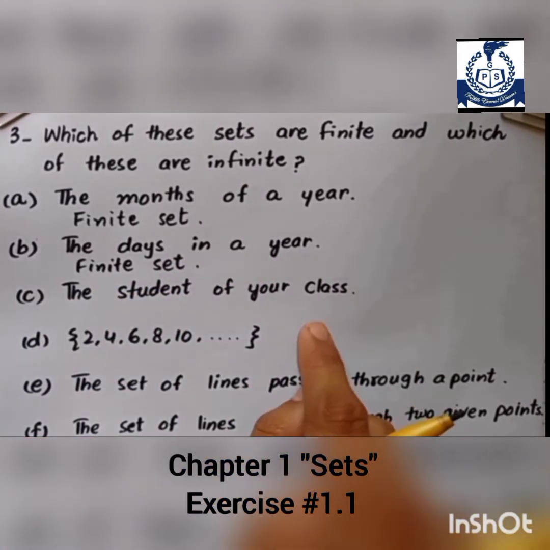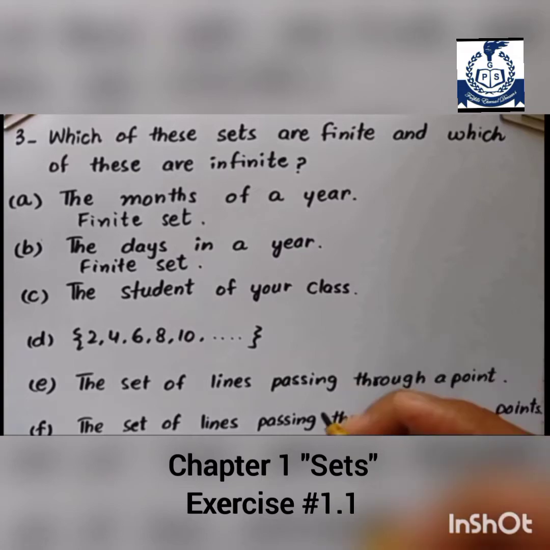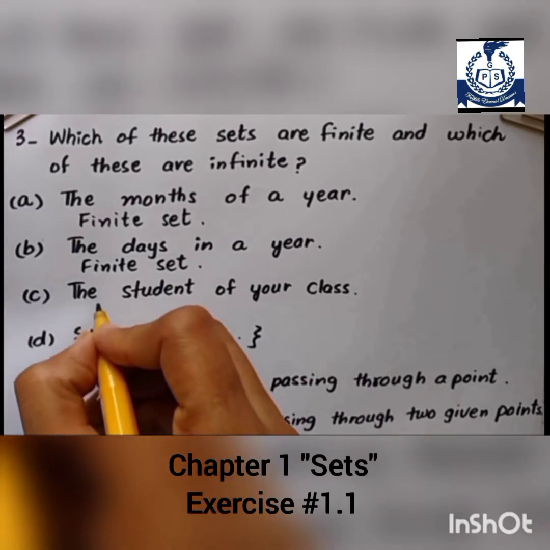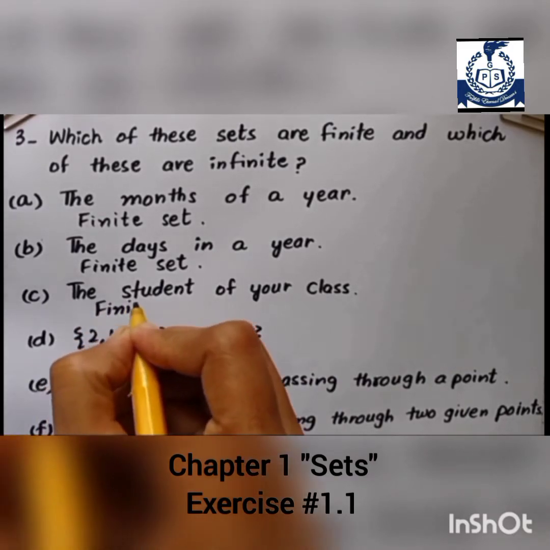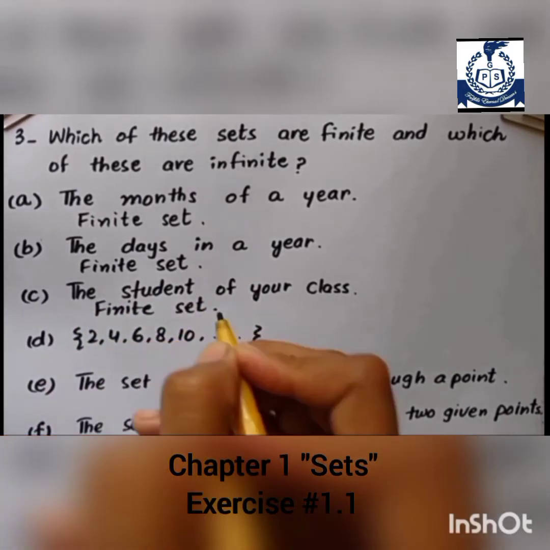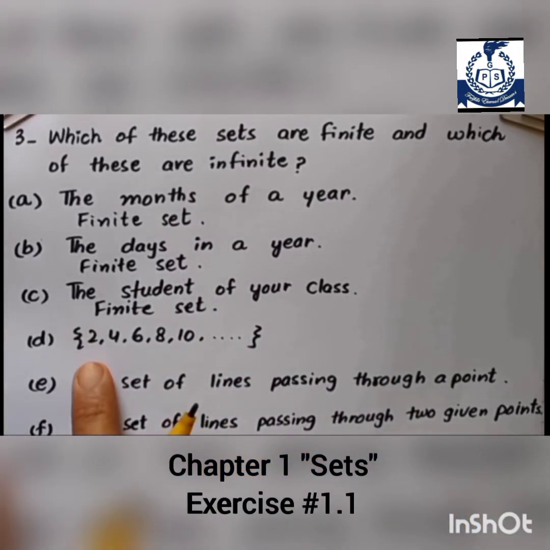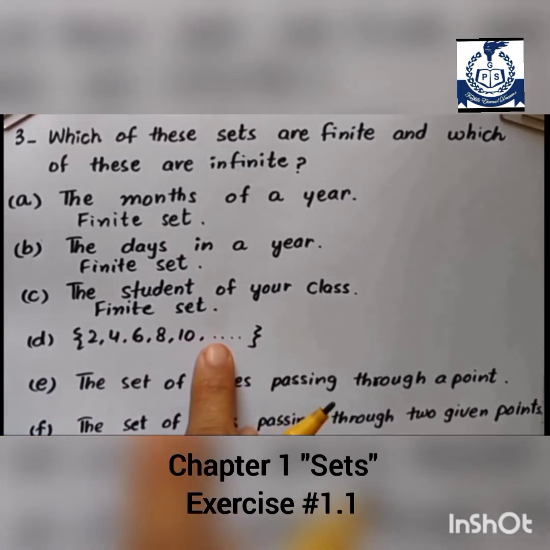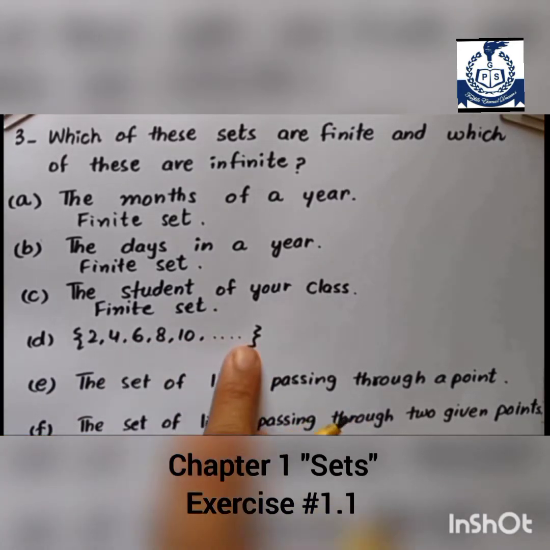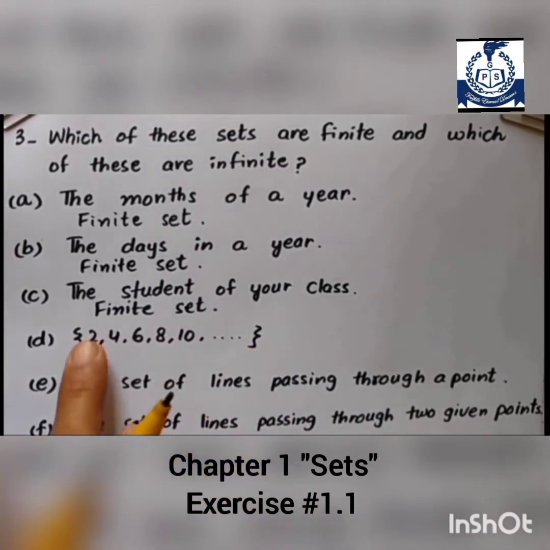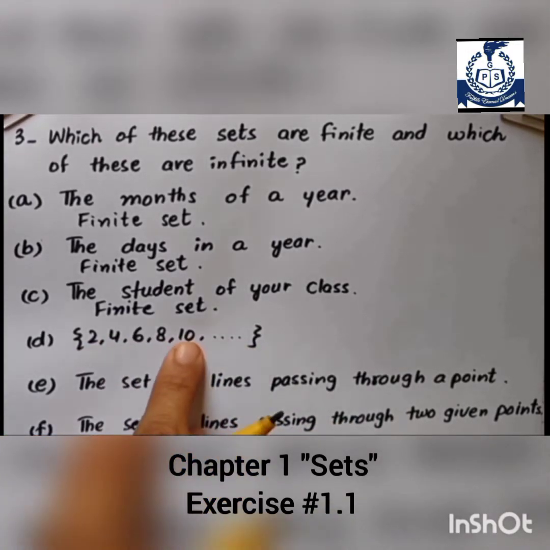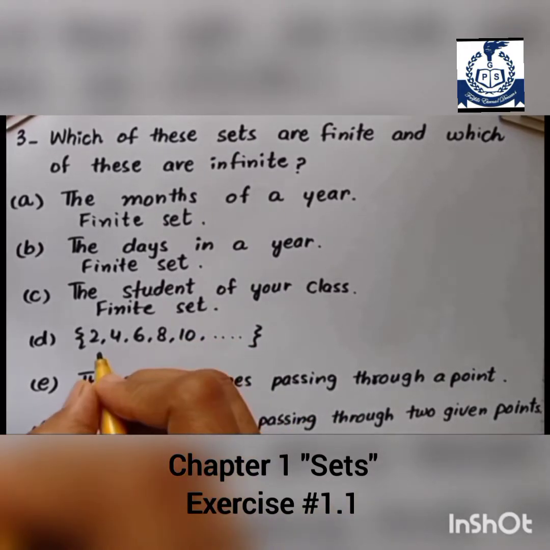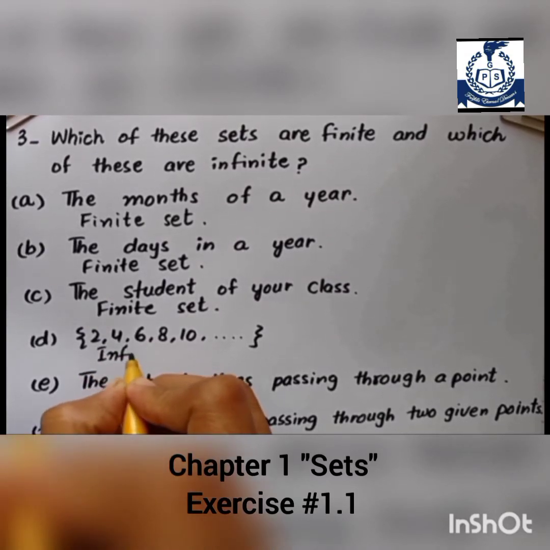The students of your class, so you can easily count how many students you have in a class, so this is also called a finite set because we know the limit. We can easily count the students, how many students we have in a class. Part number D is we have numbers in a set 2, 4, 6, 8 and so on. After 10 we don't know how many numbers are there. So these numbers are uncountable, we don't know the limit, so this is infinite set. So we write here infinite.